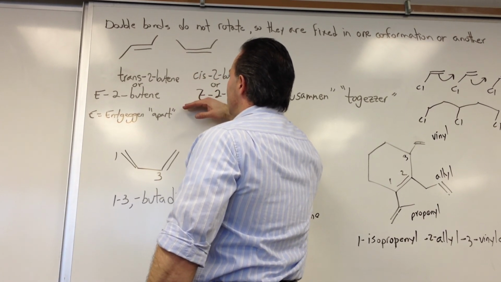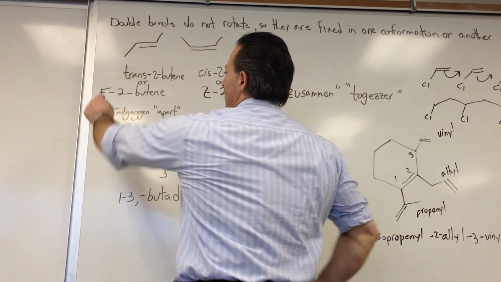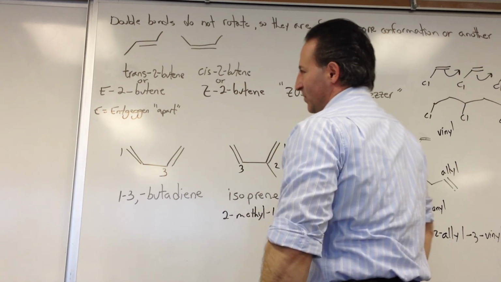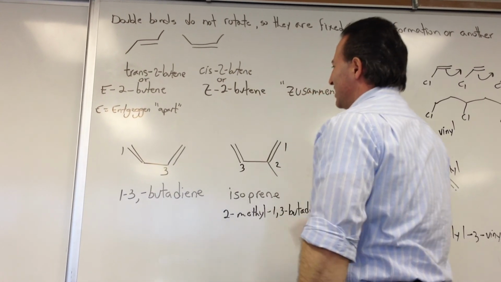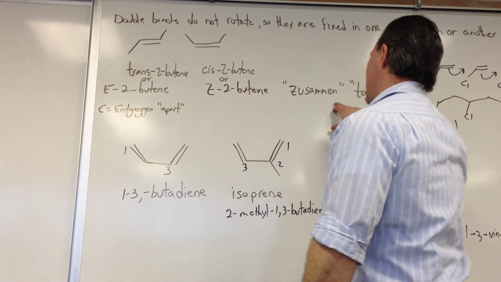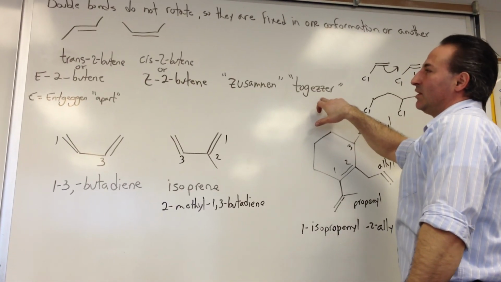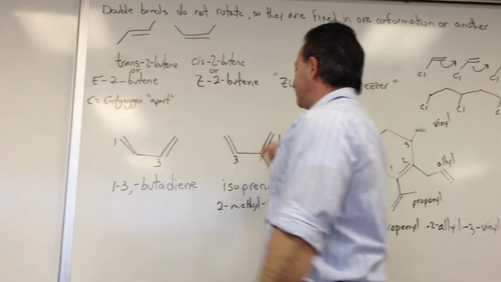IUPAC nomenclature is a bit more efficient because it reduces that designation down to one letter. E is the same as trans, and Z is the same as cis. E stands for entgegen, which is the German word for apart. Z is the German word for zusammen, which means together. Think of somebody with a German accent saying together, and it'll help you remember what zusammen means.